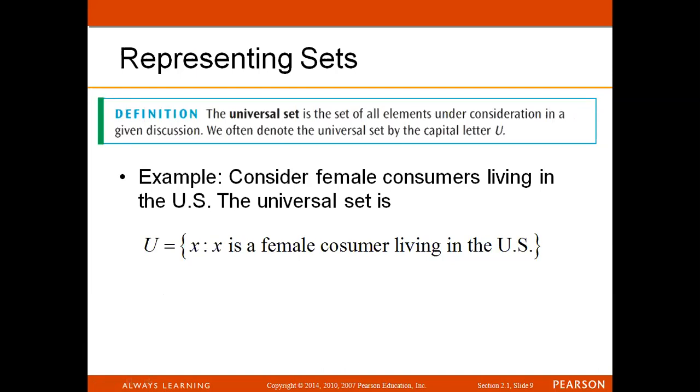Definition. The universal set is the set of all elements under consideration in a given discussion. We often denote the universal set by the capital letter U. Example, consider female consumers living in the US. The universal set is U equals the set of all x such that x is a female consumer living in the US.